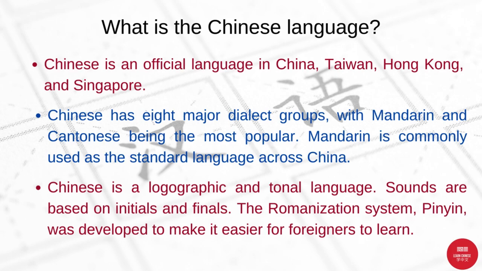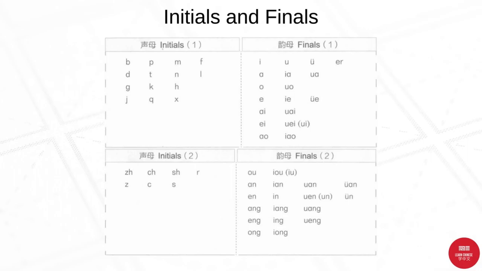Chinese is a logographic and tonal language. The Chinese language does not have an alphabet. Sounds are based on initials and finals. The romanization system, Pinyin, was developed to make it easier for foreigners to learn. Chinese character sounds are based on initials and finals.